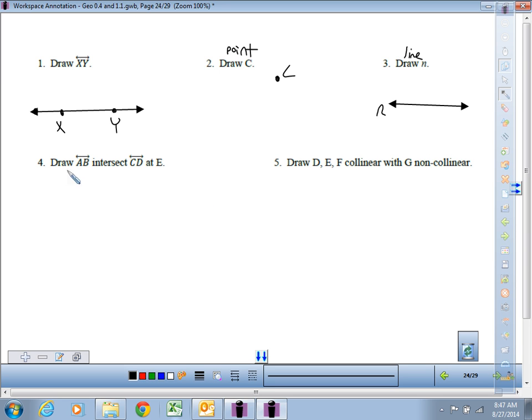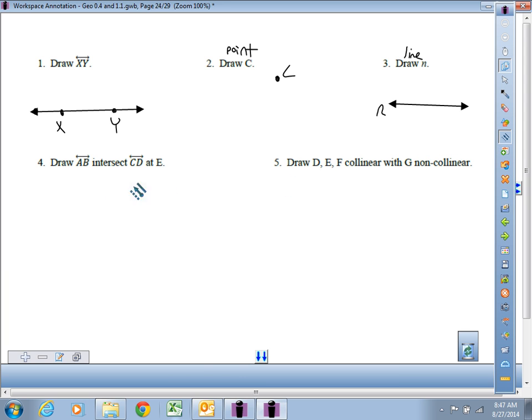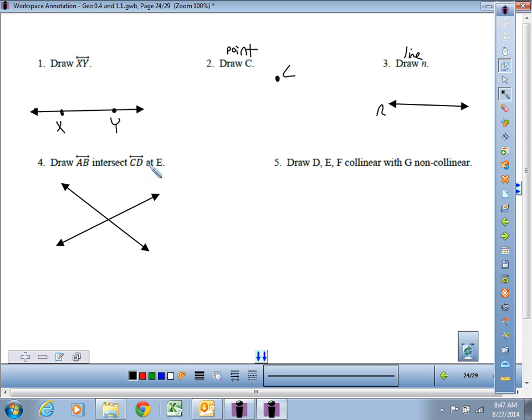Now, number 4, we're going to draw a line AB. We need to make sure that we can read this properly, because if we can read it properly, we can write it properly. Draw a line AB that intersects line CD at E. So we're going to draw 2 lines, line AB and line CD, and they intersect at point E, but we don't write it yet. So we're going to call this A and this B. So there's line AB. We're going to call this C, this D, and then those 2 lines intersect at point E. Another little geometry thing: when you intersect 2 lines, they're going to intersect at a point.